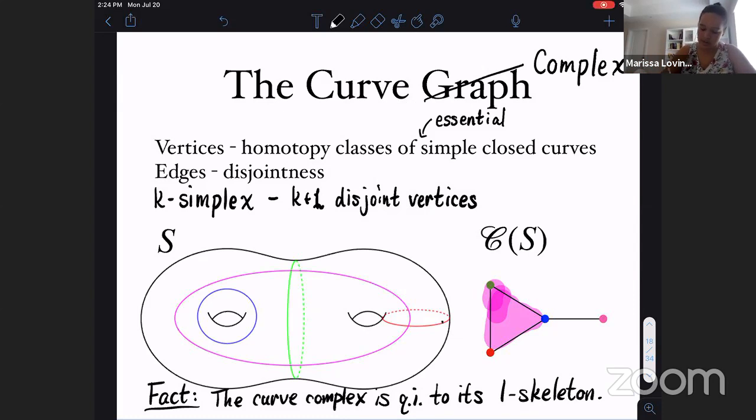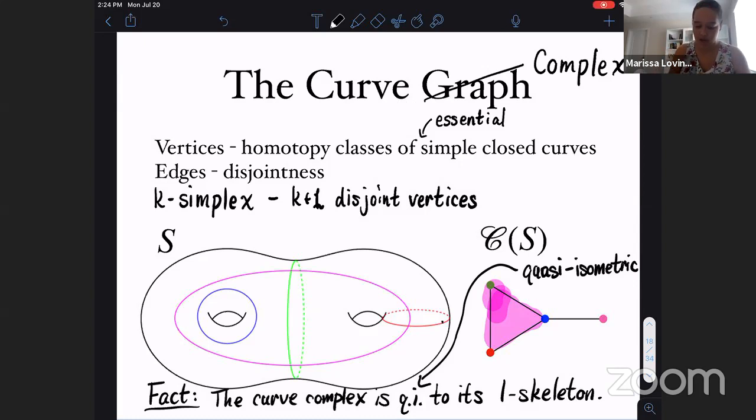So here, I guess I should say what I mean by this. What do I mean by QI? So here, this is quasi-isometric. And so that just means it's isometric up to some fudge factors. And that's going to be up to an additive and multiplicative constant. Okay.